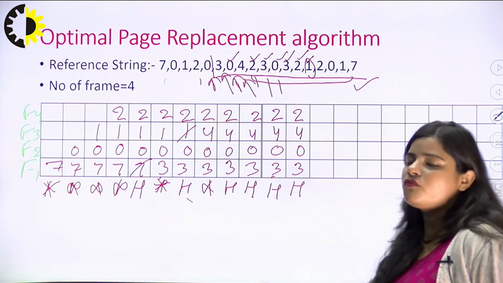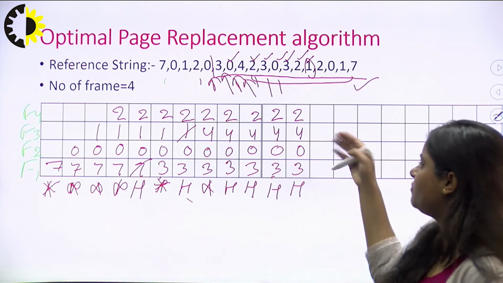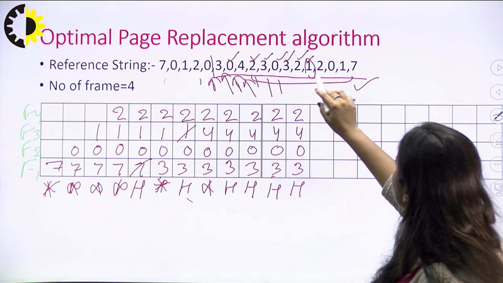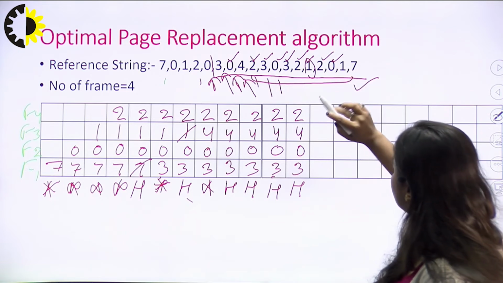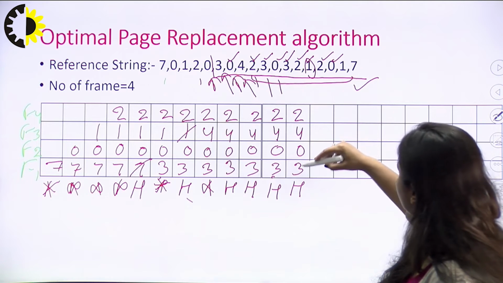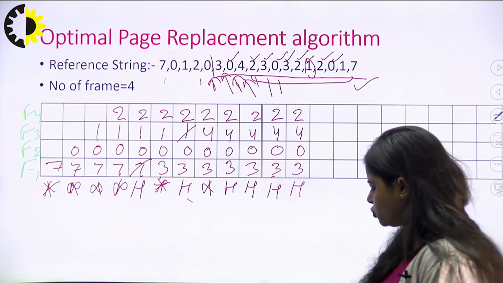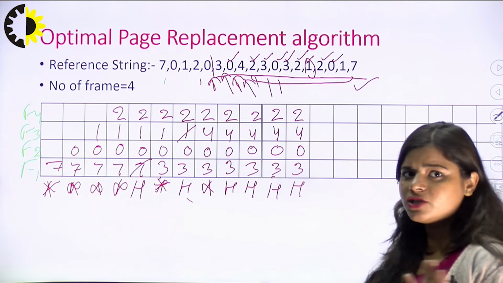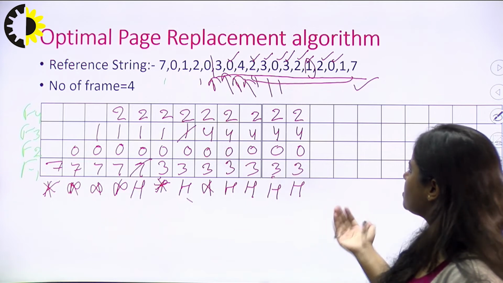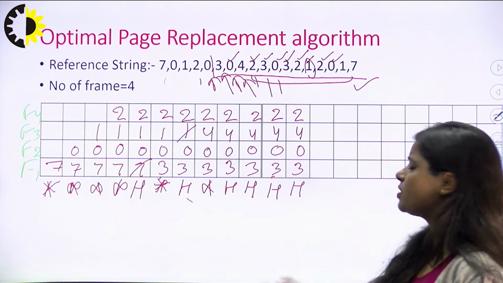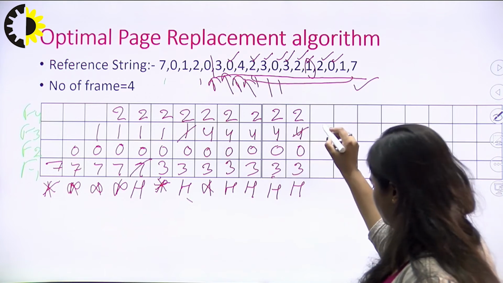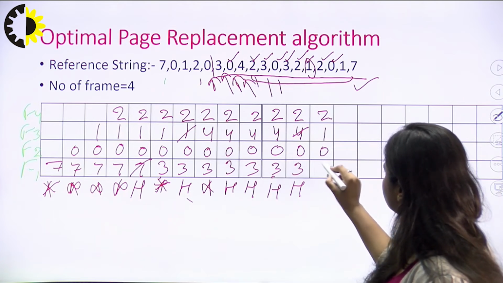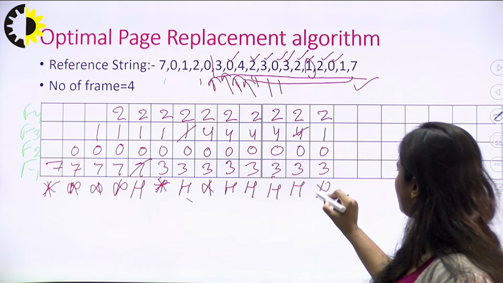3 0 4 2, we have 3 0 4 2 inside the frame. We will see which frame will be used last. 2 is here, 0 is here, and 3 and 4 are not in use. So what will we remove first? Here we have an option, we can remove 3 or 4, we can choose anything. I will just use my choice. I am removing 4 and writing 1. Okay, so it is a page fault.